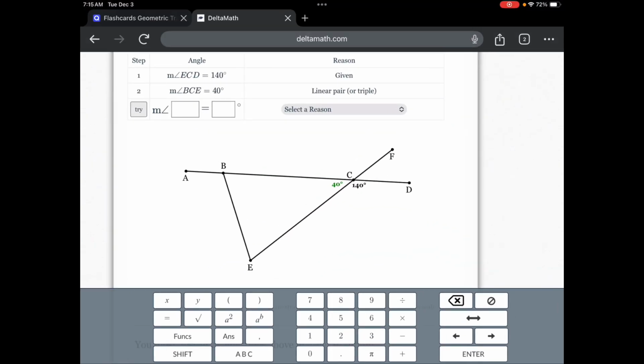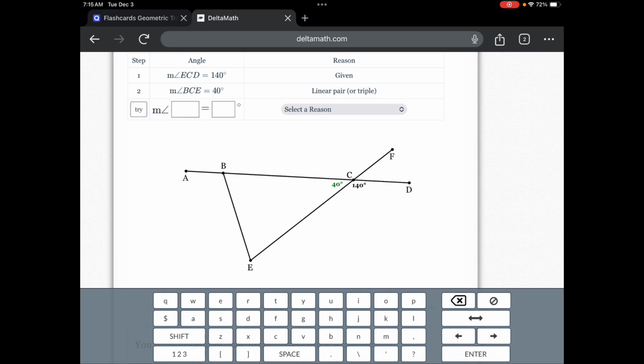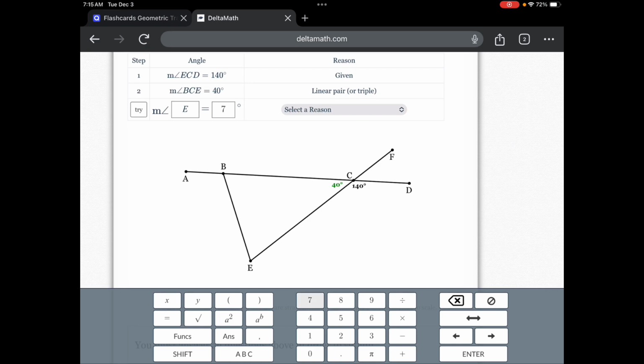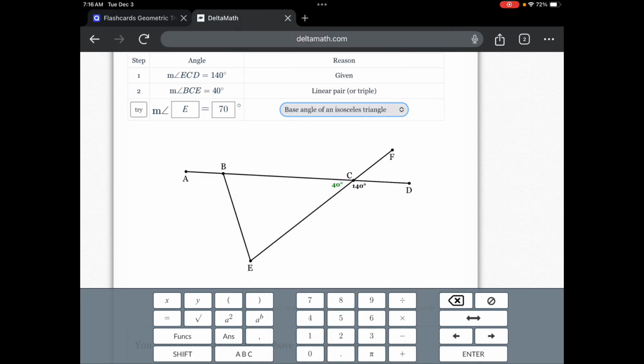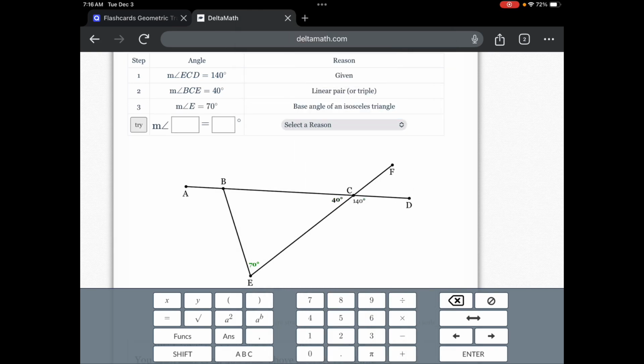Now, I'm going to go ahead and put in angle E, just to review a little bit here. I can call that angle E because that's the only angle there, right? It's a lonely angle, plain old angle by itself. I don't need to use 3 letters. Now, my reason is going to be, well, it was an isosceles triangle, so it's not sum of the angles. It's going to be right here, base angles of an isosceles triangle. I'm going to click try. Now, I didn't really need to do that step. I just figured I would talk about that as review. But I am also now going to go ahead and get angle CBE.